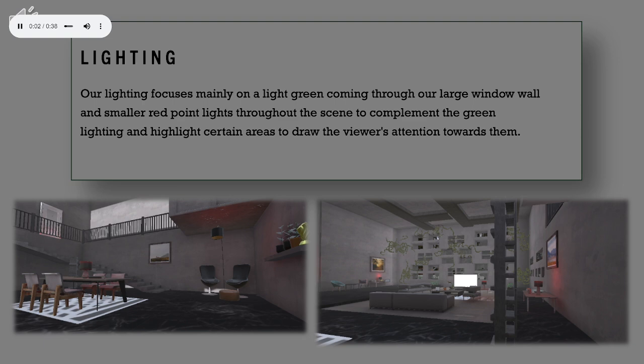Our lighting focuses mainly on a light green coming through our large window wall and smaller red point lights throughout the scene to complement the green lighting and highlight certain areas to draw the viewer's attention toward them. This is mainly done by using a light green directional light shining through the window, so it also gives off those small light cutouts onto the ground. And I really do think it draws the viewer's attention towards certain parts like the lamps and even the hallway that you can't fully see down, but you see the red light coming through it.